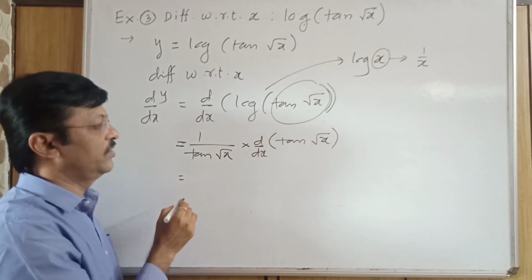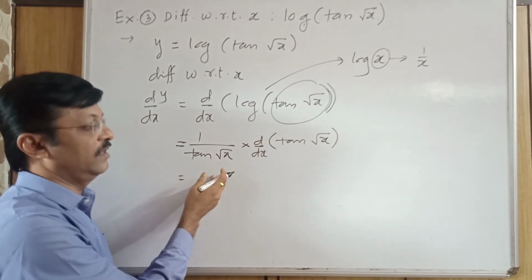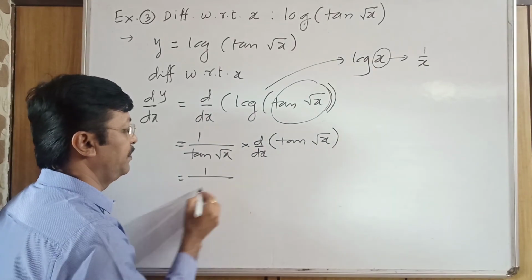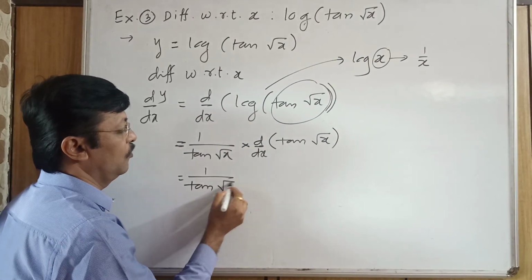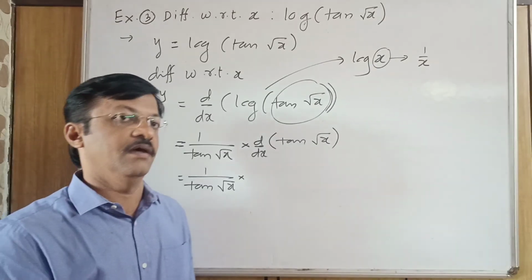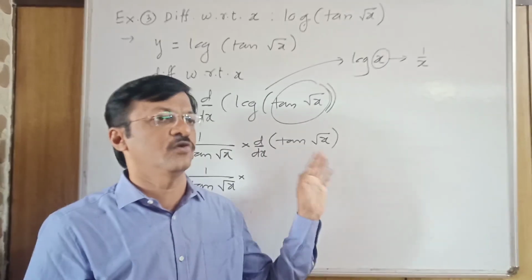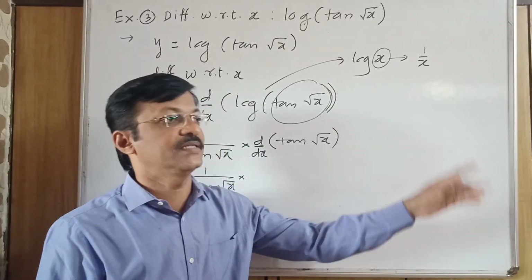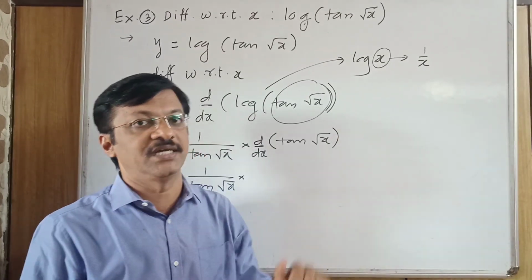1 upon tan root x, which you can write cot root x also if you want, then d by dx of tan of root x. So first part repeated, 1 upon tan of root x, then d by dx of tan of root x. Now again, tan of root x is not a standard function. Tan of root x is a function of root x. In root x there is a function of x. So again we need chain rule.